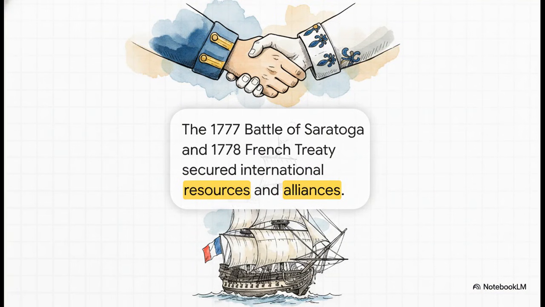If you thought of Saratoga, spot on. The 1777 Battle of Saratoga and the subsequent 1778 French Treaty provide the strongest evidence because they directly secured international resources and alliances. Basically, France saw that the colonists could win a major battle, and that completely transformed the war by locking in crucial foreign support.